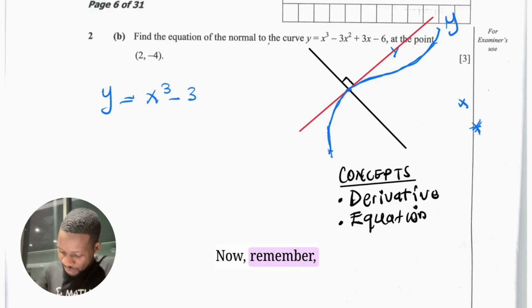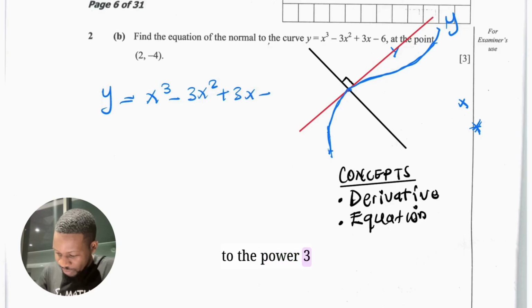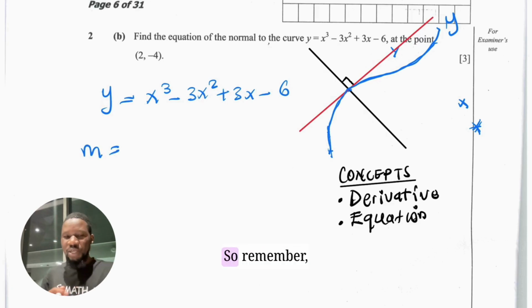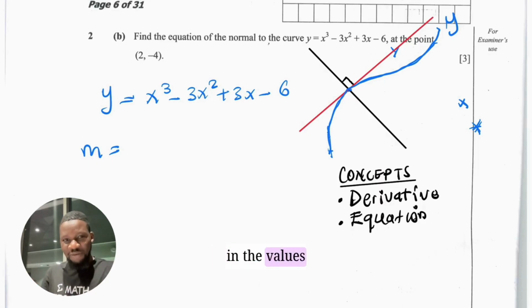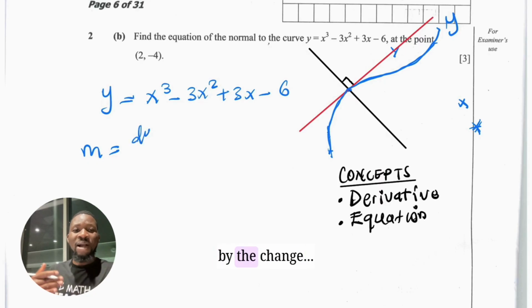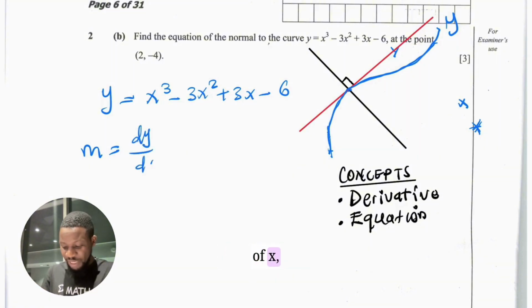Okay, now remember we are given that y is equal to x to the power 3 minus 3x squared plus 3x minus 6. Okay, so remember the slope of a line, m, is just the change in the values of y divided by the change in the values of x.